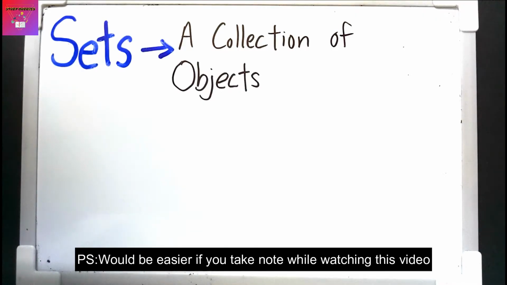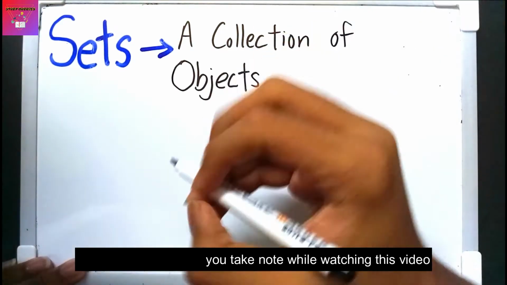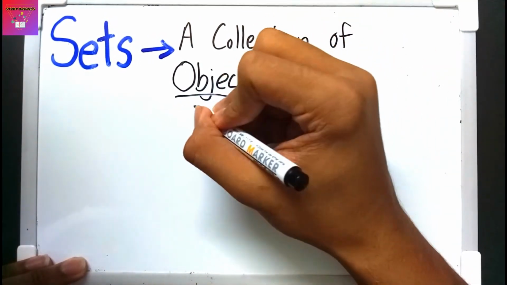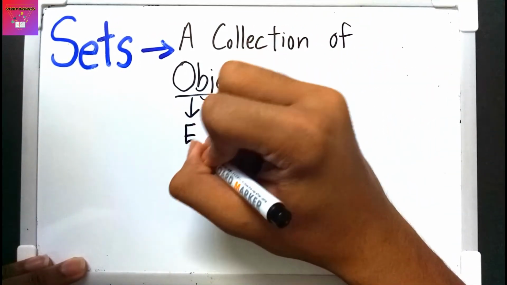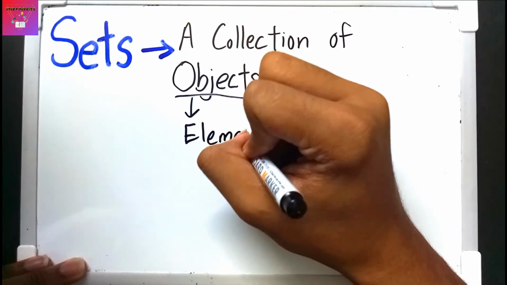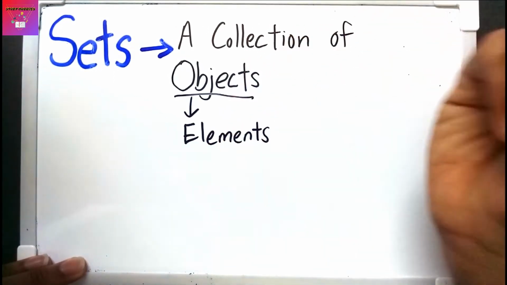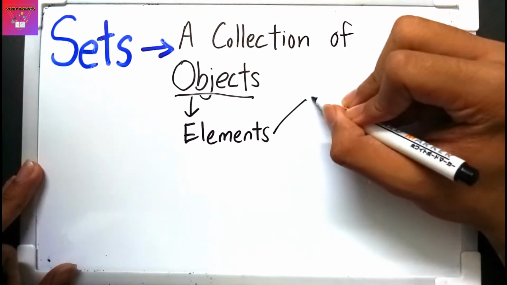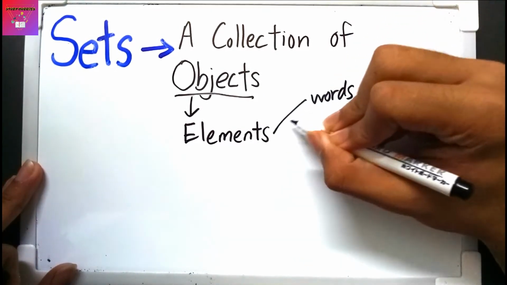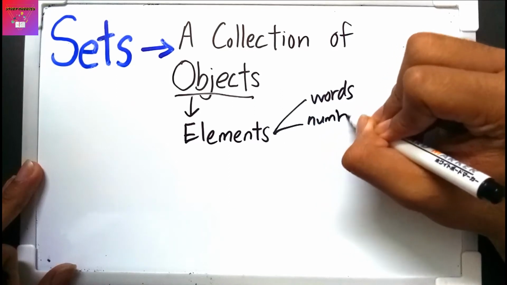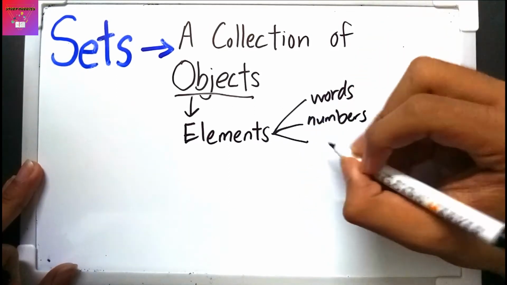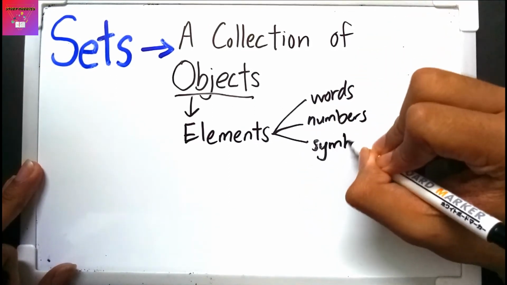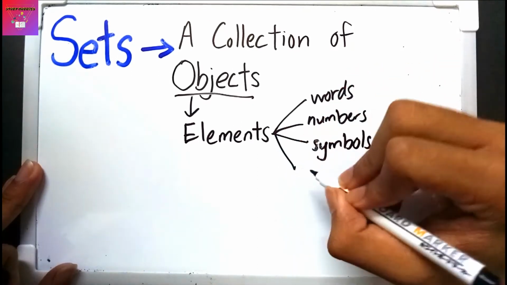Sets. Sets are basically a collection of objects. Objects in the context of mathematics, in the context of this chapter, we call elements. So what do elements mean? Elements can be words, numbers, symbols, and also alphabets.